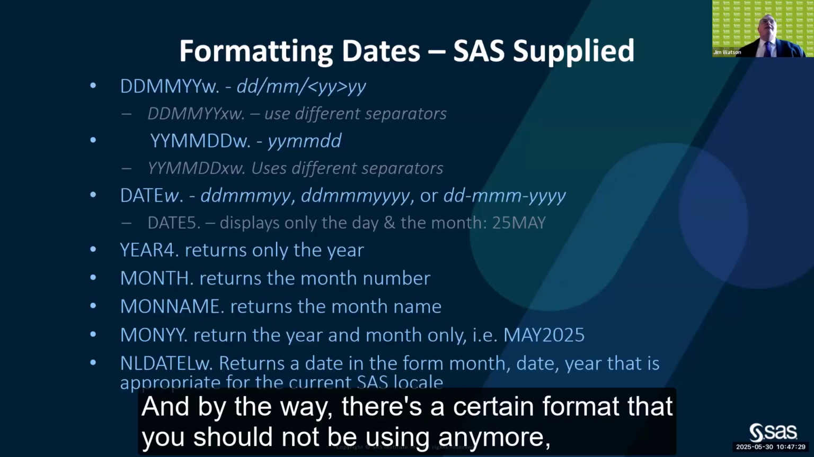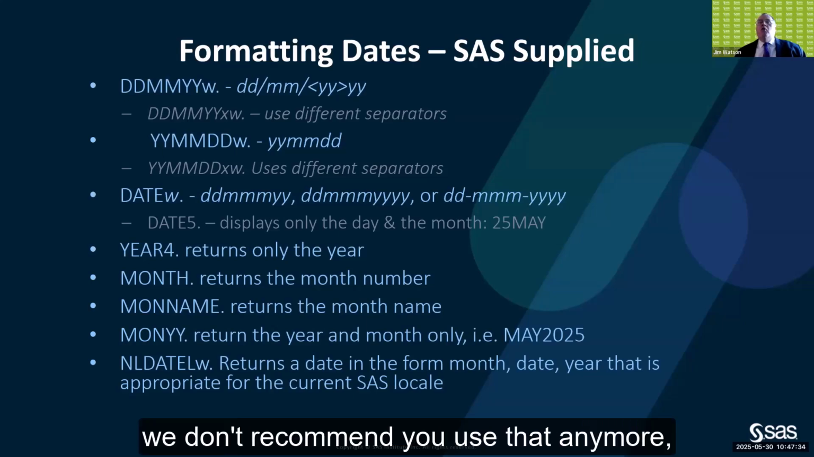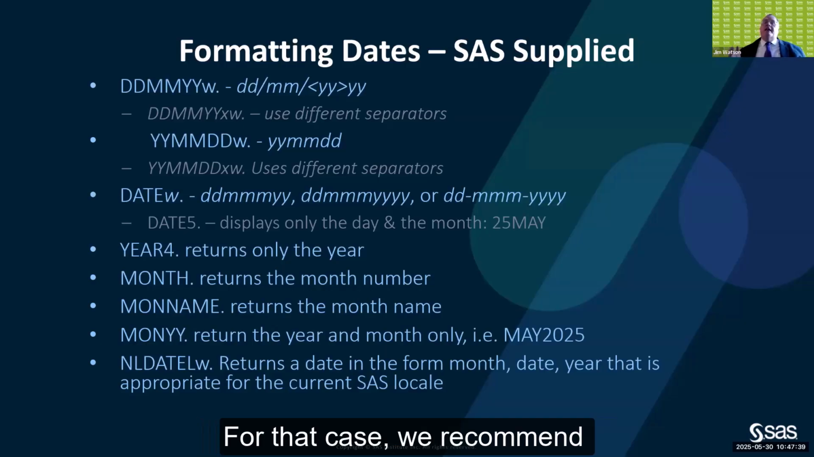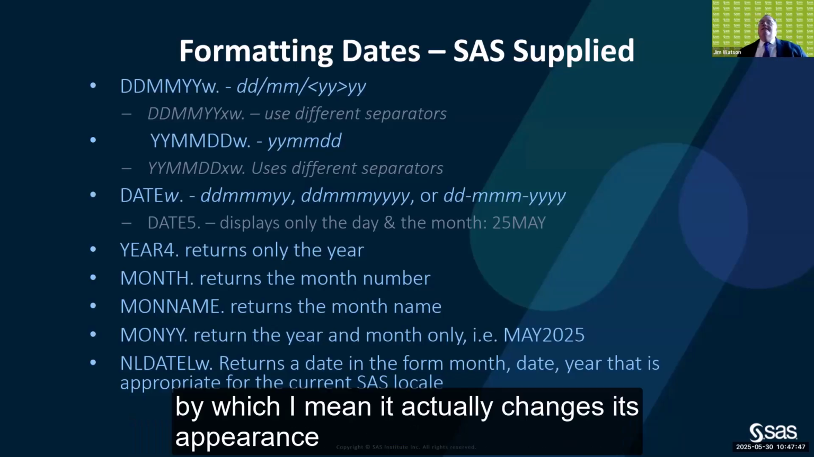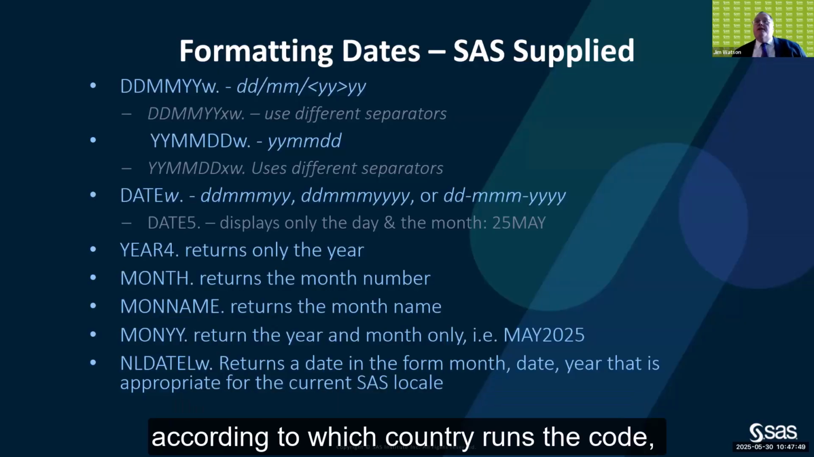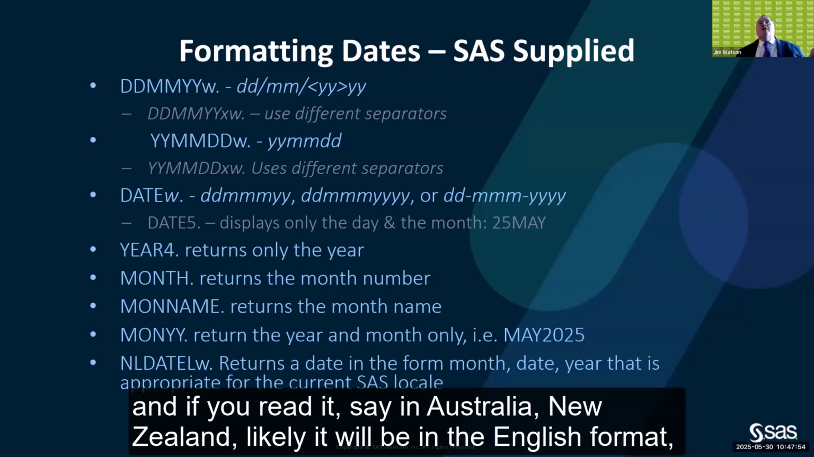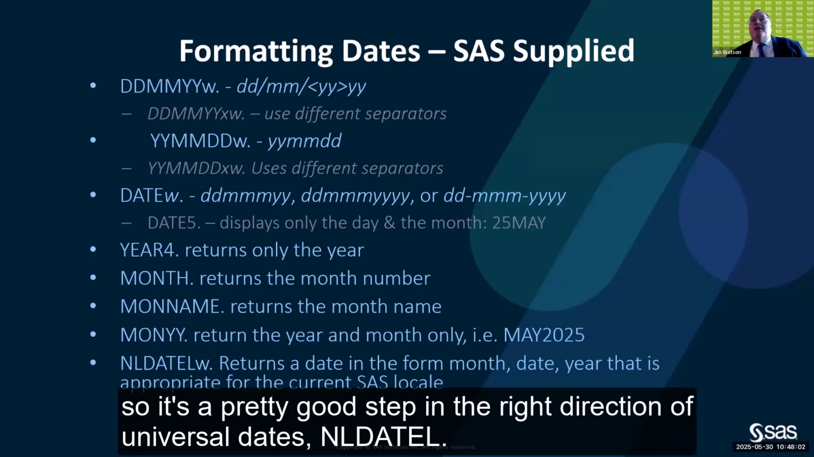And by the way, there are certain formats that you should not be using anymore, like, say, the WEEKDAY format. We don't recommend you use that anymore because it's not going to work in the Viya environment known as CAS. So for that case, we recommend you use this new format, NLDATEL. It's an example of a natural language format, by which I mean it actually changes its appearance according to which country runs the code. So it actually checks your local locale, and if you ran it, say, in Australia or New Zealand, likely it would be in the English format, but move the whole thing to, say, Germany, everything's in German. So it's a pretty good step in the right direction of universal dates, NLDATEL.